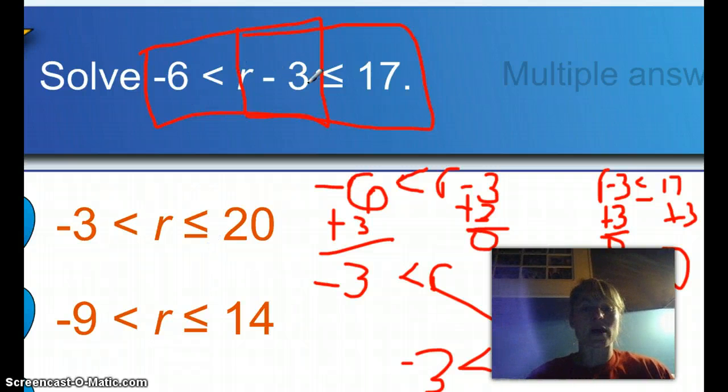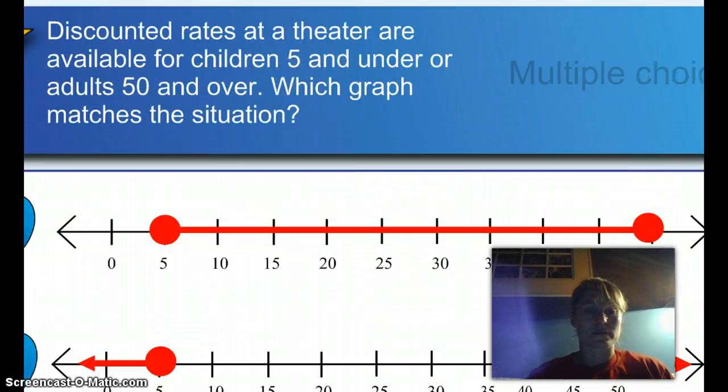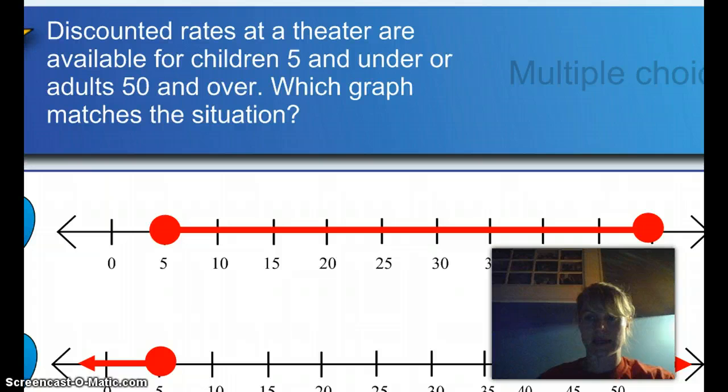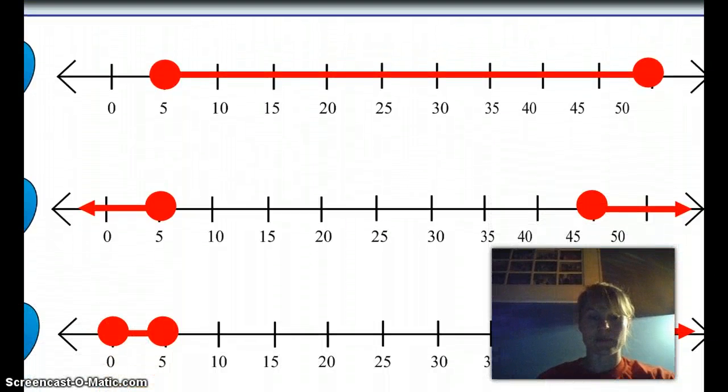So to deal with these, you have to separate them into 2 separate problems. Okay. This one is recognizing a graph, and I'm not sure that we'll get to this today, but just in case. Discounted rates at a theater are available for children 5 and under or adults 5 and over. What was the key word there in that compound inequality? Hopefully you said the word or, and you should recognize ors go in opposite directions. This is an and problem because they're connected. This is an or problem.